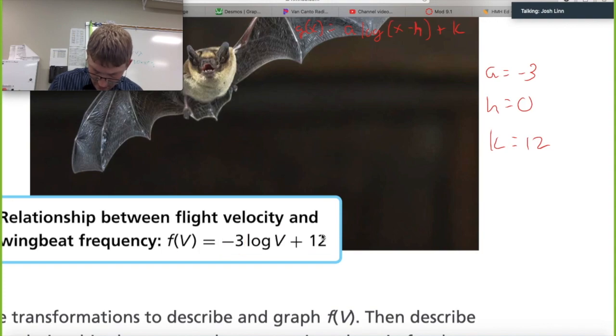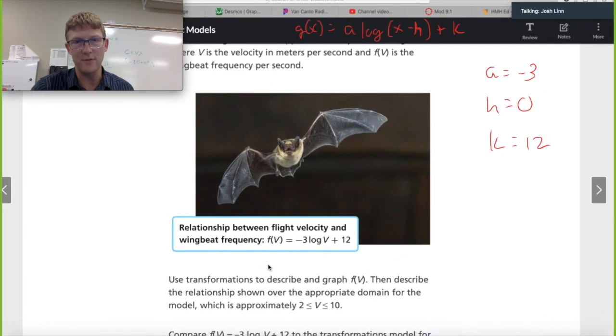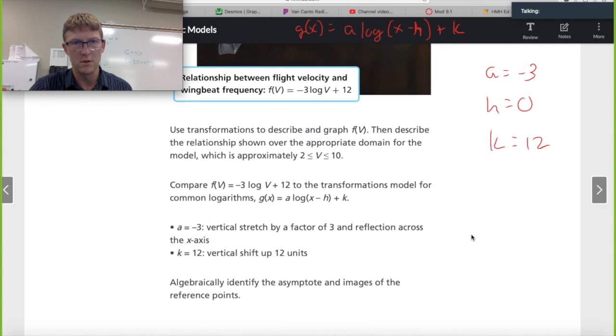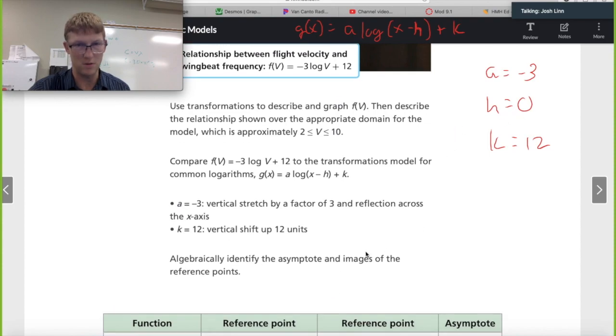So now that we have all that, we can start talking a little bit about what the actual graph is doing. So let's see here. We got a vertical stretch by a factor of 3 reflected across the x-axis. That's because it's negative. For k, we got a vertical shift up, and we do not have a vertical shift left or right because our h is equal to 0.